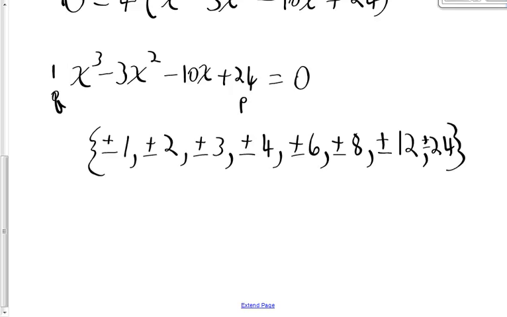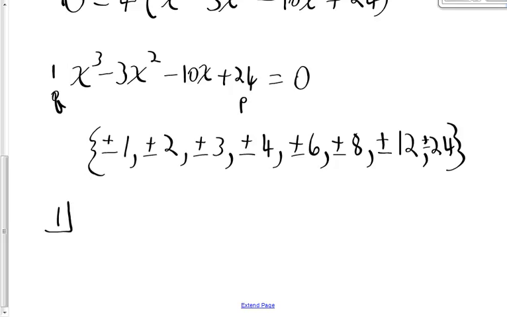So here's a list of possible rational zeros. The factors of p are all of these, and the factors of q are all just 1. So it's all these numbers divided by 1. This is a list of my possible rational zeros. I just have to figure out which of the numbers on the list actually make this equal to 0. Well, let's go ahead and try the number 1. The way that we do that is we use synthetic division.